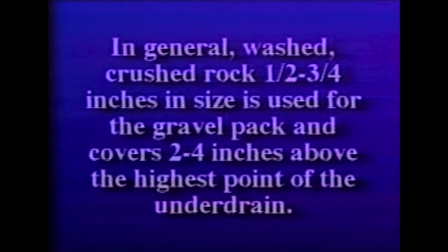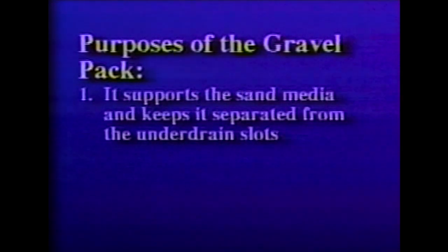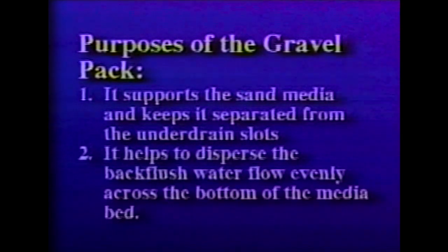A gravel pack is commonly used with lateral slotted underdrains. In general, washed crushed rock 1/2 to 3/4 inches in size is used for the gravel pack and covers 2 to 4 inches above the highest point of the underdrain. There are two purposes for this gravel pack. First, it supports the sand media and keeps it separated from the underdrain slot. And it also helps to disperse the backflush water flow evenly across the bottom of the media bed.